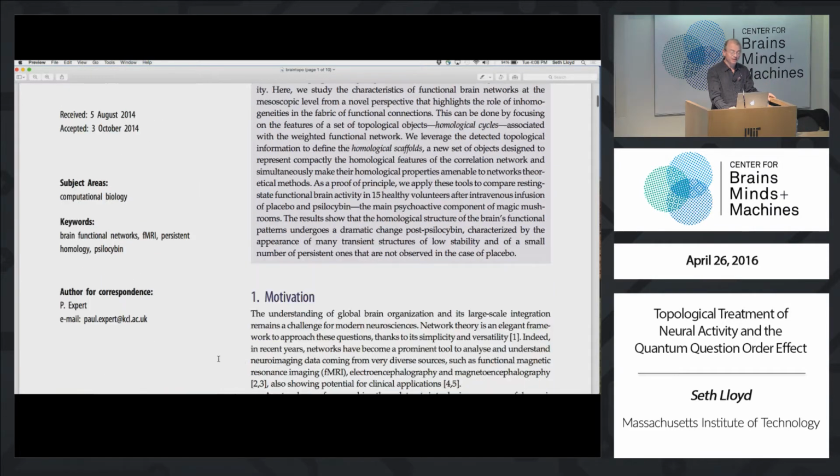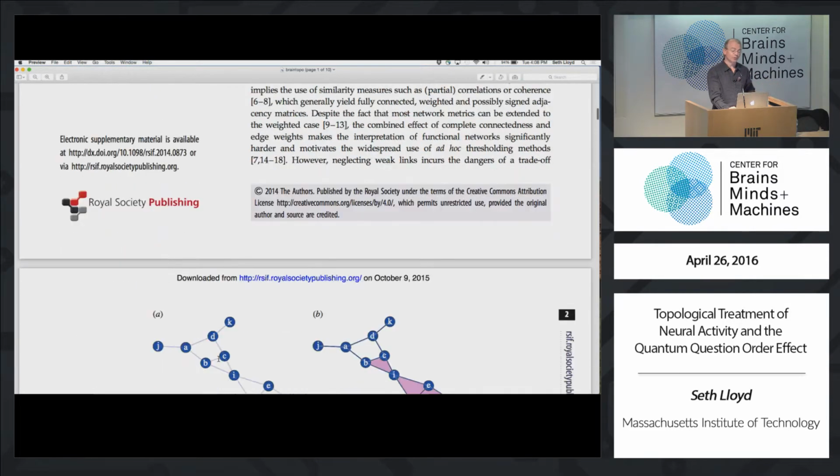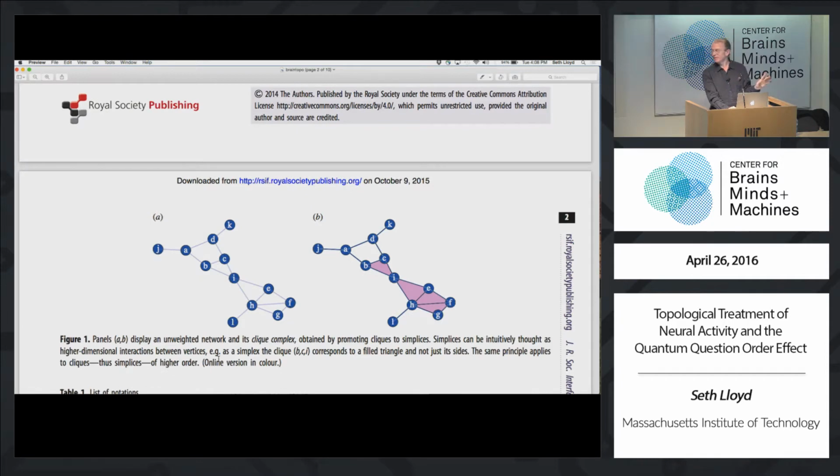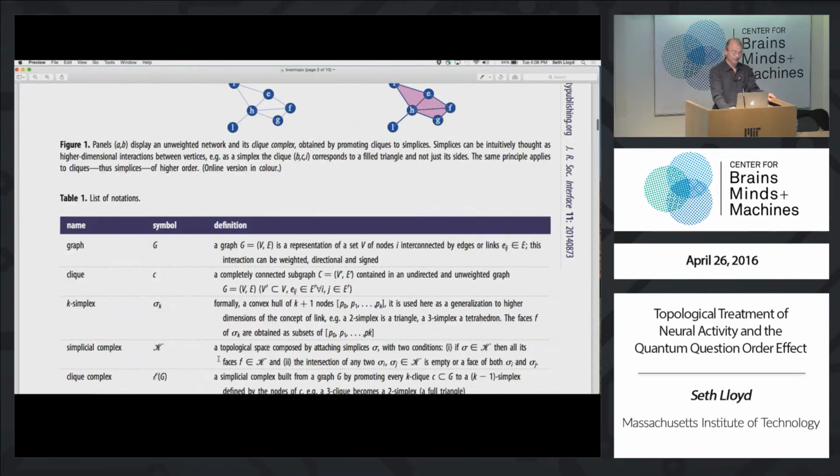Once they'd explained it to me, I realized that I could actually make quantum mechanical versions of these algorithms. By the way, the quantum mechanical versions of these topological algorithms have the feature that they're exponentially faster than the classical versions, for a reason that I'll explain in a bit.